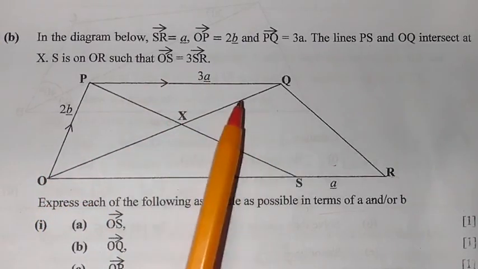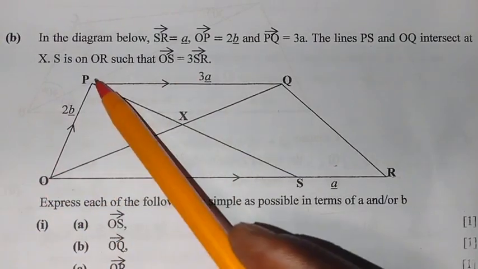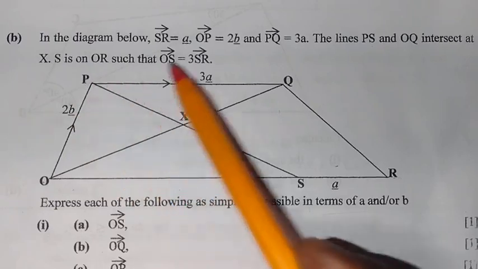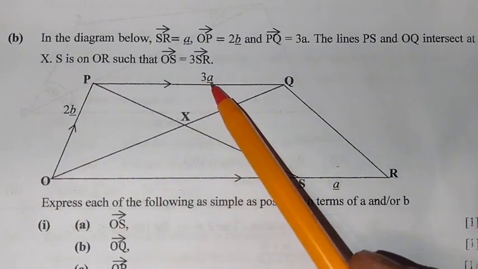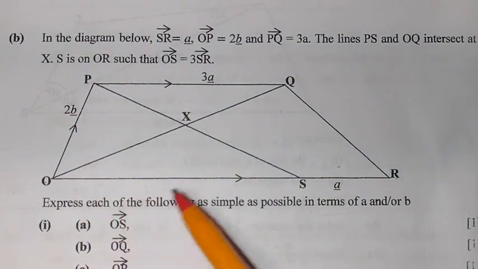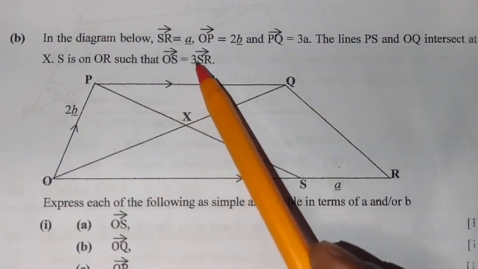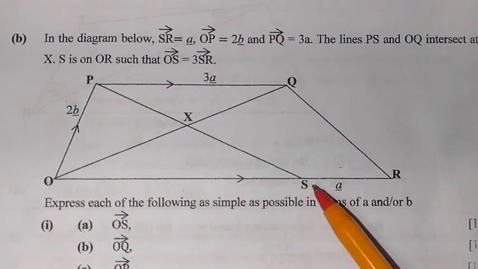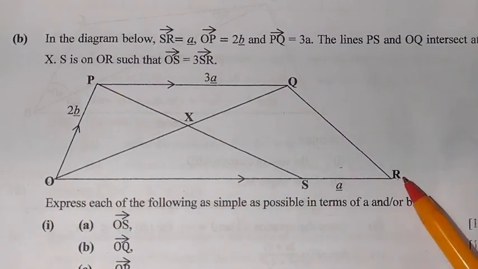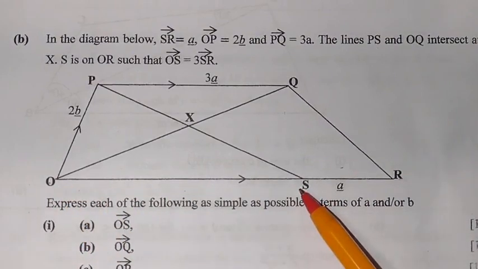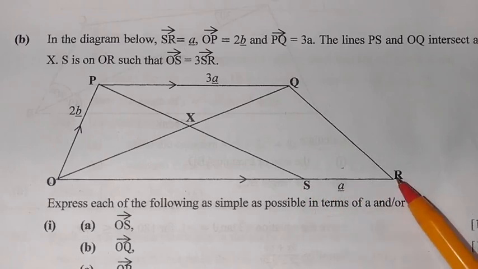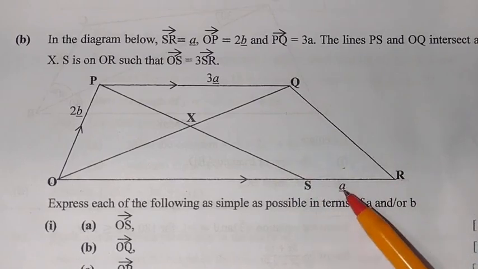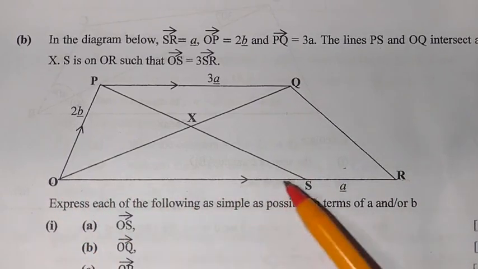So we have this diagram right here where we have OP having 2B vector, PQ having 3A vector. Then we have the point where they have told us that OS is equal to 3SR. So to find OS, it is 3 times bigger than SR. So we have to multiply the 3 times the A. That means we have found OS.